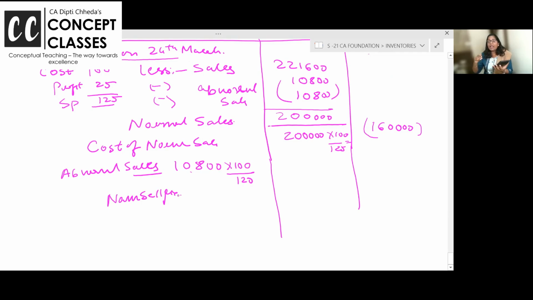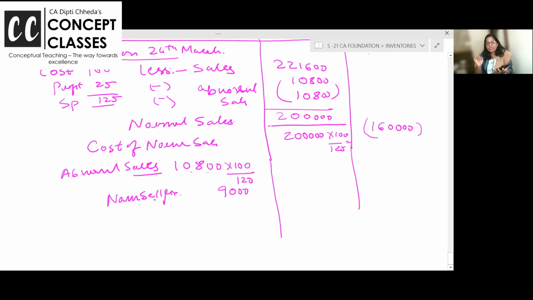10,800 is sold at 20% more than normal selling price. So if normal selling price is 100, this is sold at 120. Can we bring it at 100? 10,800 into 100 divided by 120, 9,000.